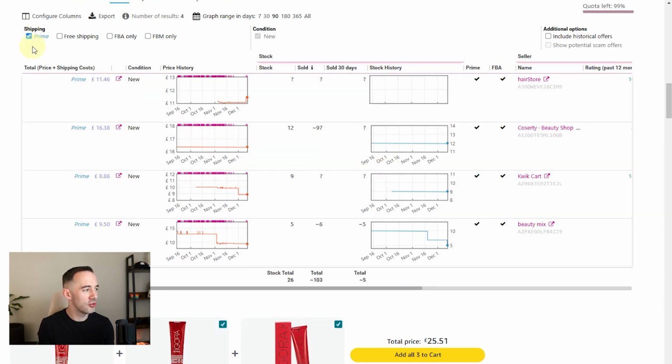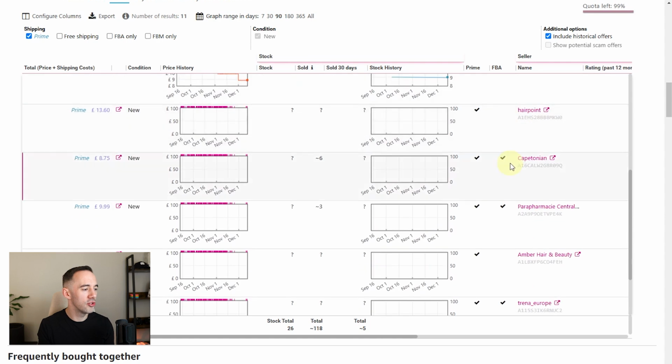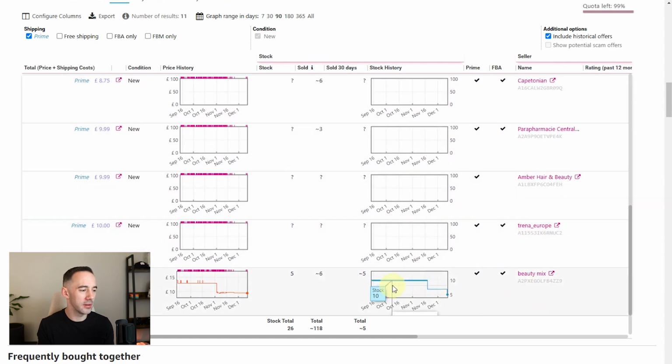So if I turn on Prime, which is FBA only, and historical offers, what I want to do is have a look down at the sellers, and I'm looking for this drop. Can you see here, this seller had 10 in stock, 10 in stock, and then all of a sudden dropped down to 7. So over this period of time, he had some in stock and then he sold 7. Now we always choose FBA because we know that stock's in Amazon. And then we're looking at the sales drops because we're trying to figure out how much is selling.